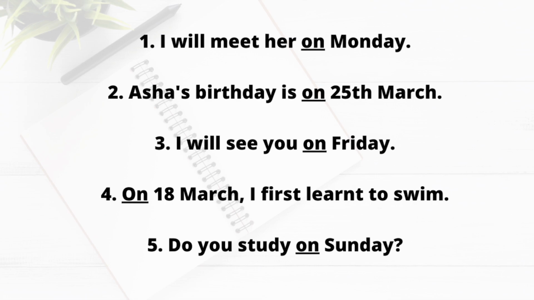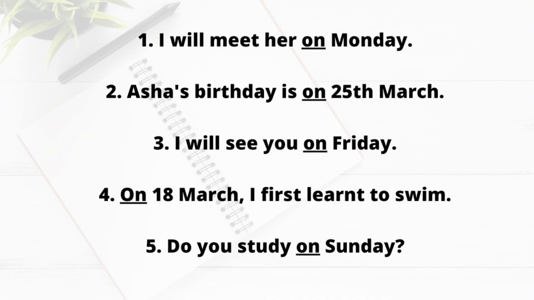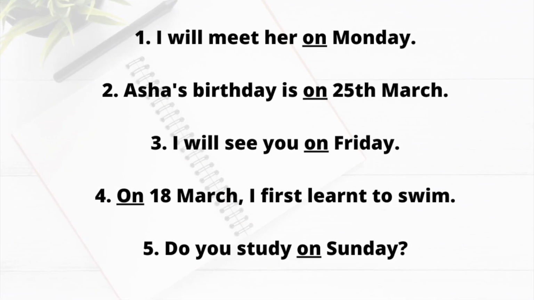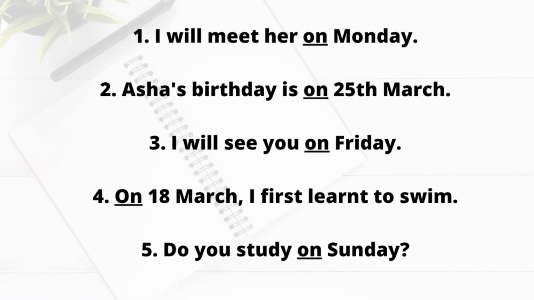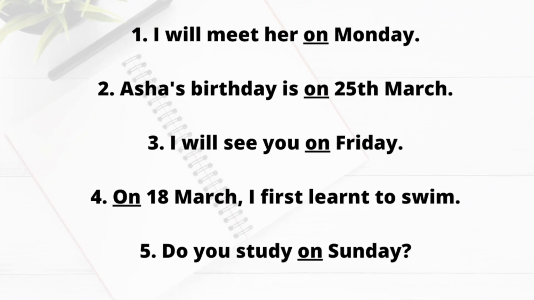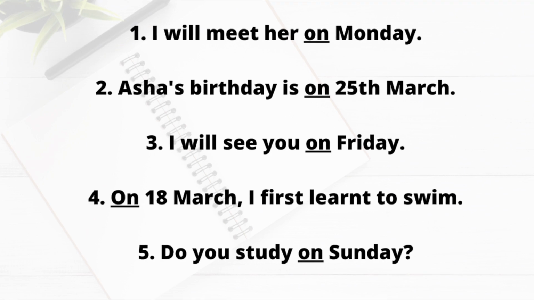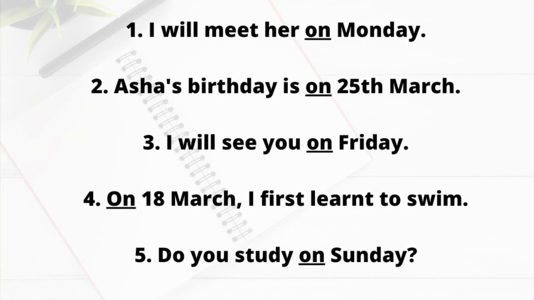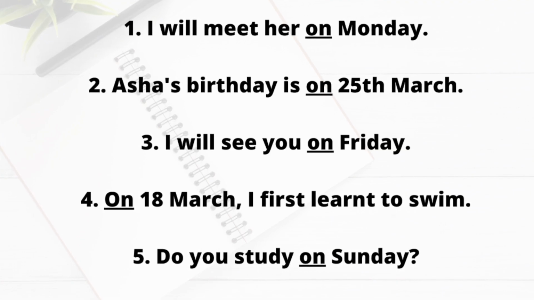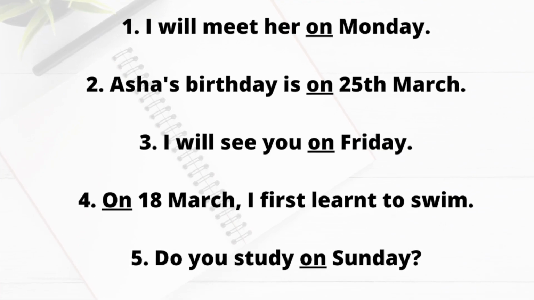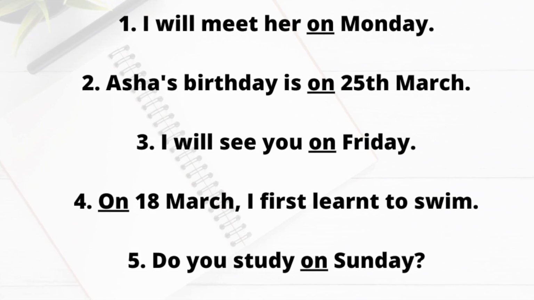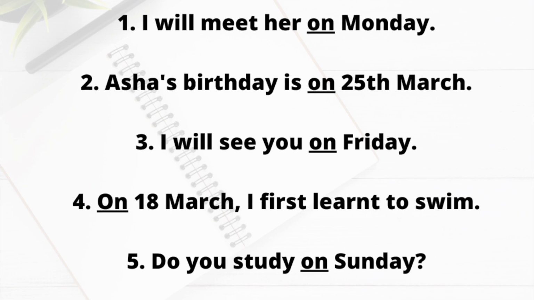Now, let me give you some more examples. Number 1. I will meet her on Monday. Number 2. Asha's birthday is on 25th March. Number 3. I will see you on Friday. Number 4. On 18 March, I first learned to swim. Number 5. Do you study on Sunday?